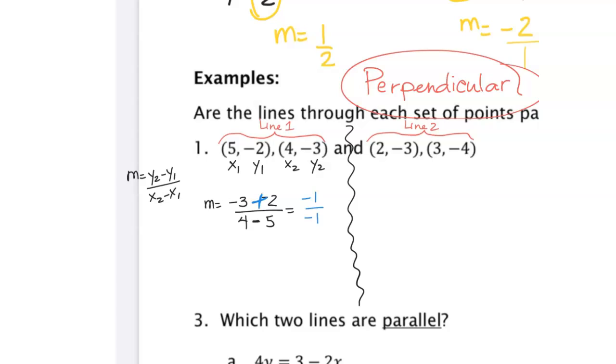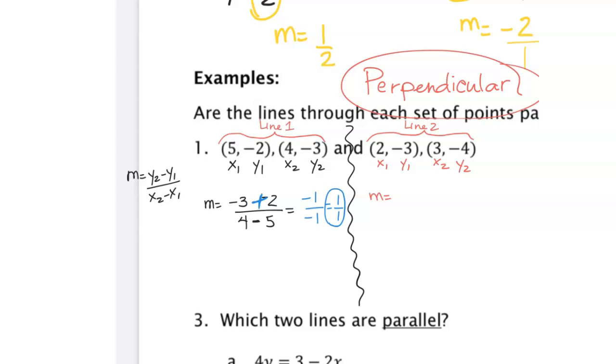Okay, so a -1 divided by a -1 is actually the same as a +1 over 1. So our slope here is +1 over 1 for our first line. For our second line, let's do the exact same thing. Let's go ahead and label x1, y1, x2, y2.